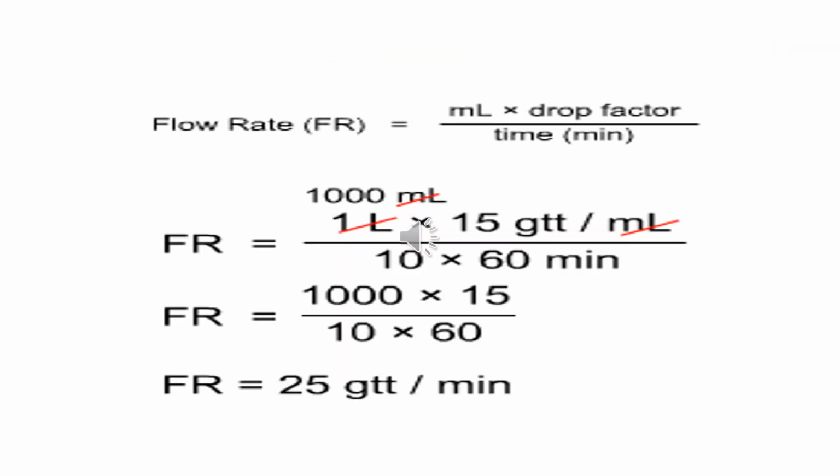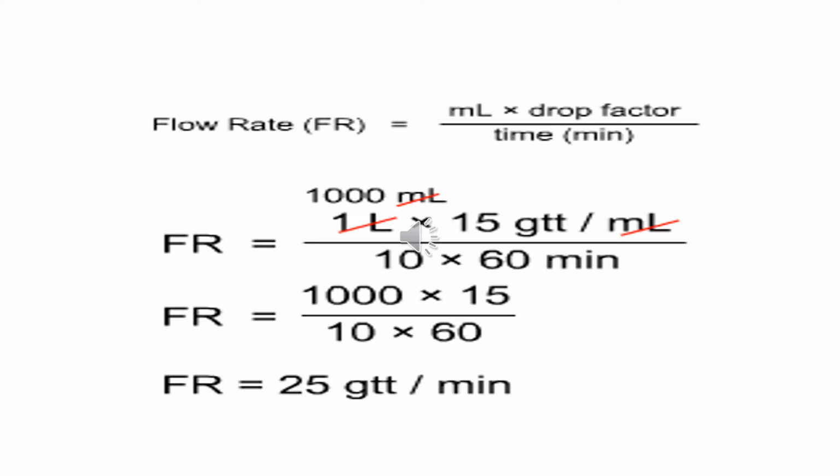So with this one, we're going to figure out flow rate. Taking all the information that we had in the previous slide, we're going to plug in the formula. Flow rate equals milliliters times drop factor divided by time in minutes. You're going to take your 10 hours and convert it to minutes, so with 60 minutes in an hour, you multiply 10 hours times 60 minutes. You're also going to do another step where the order said 1 liter. You're going to convert your 1 liter into 1,000 milliliters.